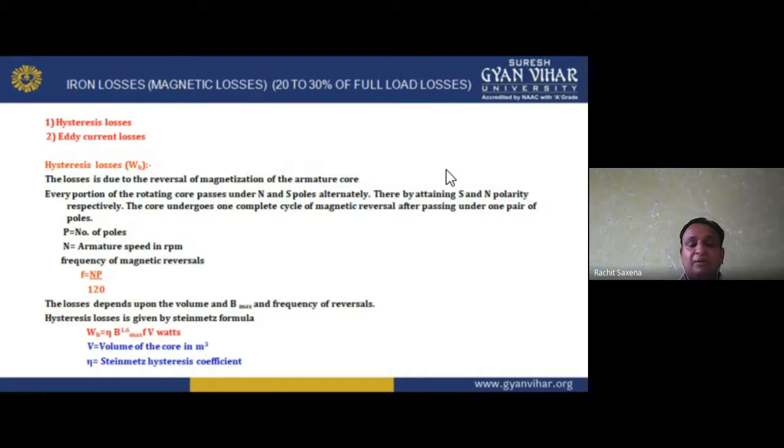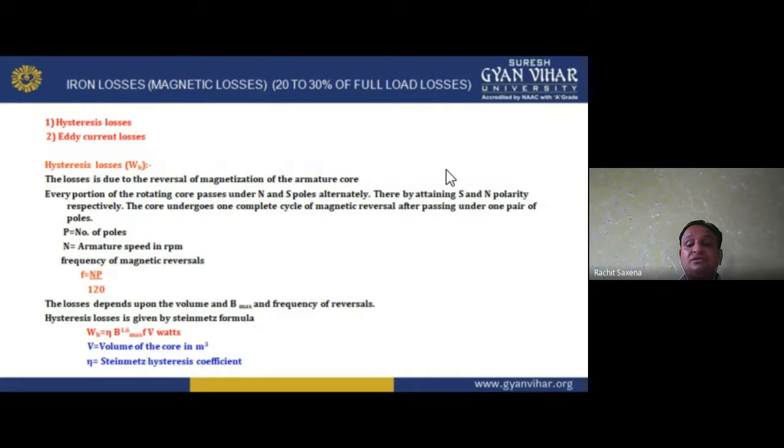Now, where P is the number of poles and N is the armature speed in RPM, the frequency of magnetic reversal we can calculate as speed times number of poles divided by 120. So, frequency is N times P divided by 120. I hope you understand this, my dear student.